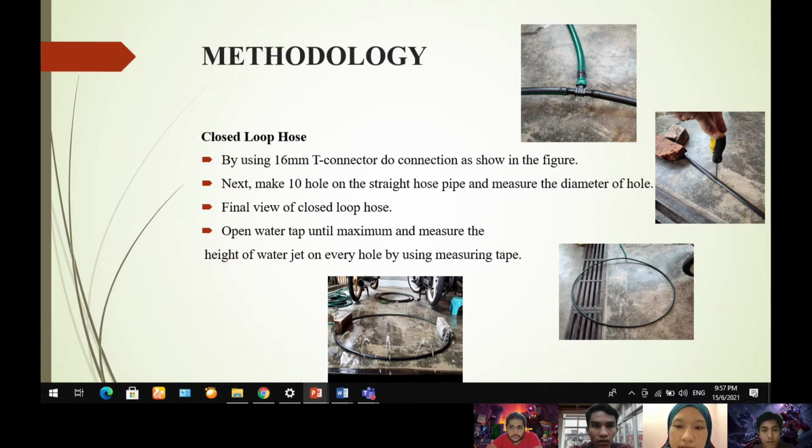For the closed loop hose experiment, using a 16mm T connector, make the connections as shown in the figure. Next, make 10 holes on the hose pipe and measure the diameter of each hole. This is the final view of the closed loop hose. Lastly, open the water tap until maximum and measure the height of the water jet at every hole using a measuring tape.